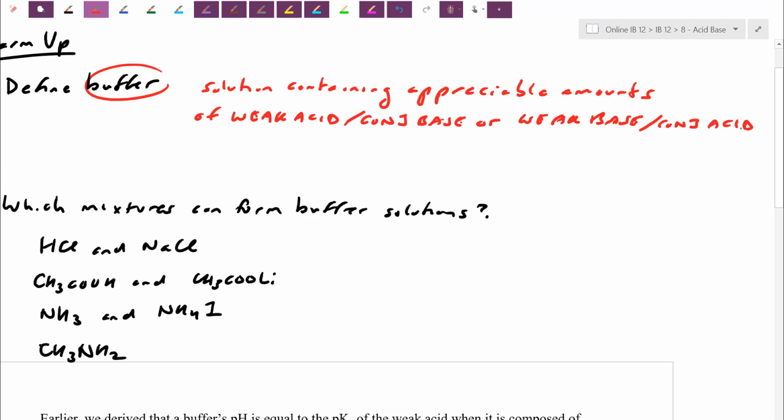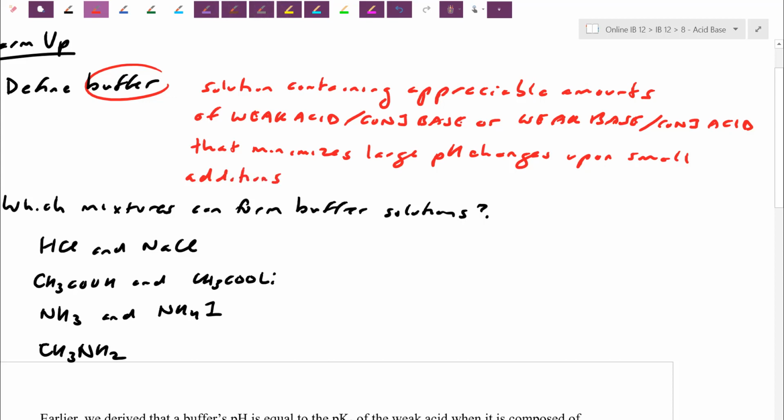What's the job of a buffer? Containing appreciable amounts, that minimizes, doesn't stop the pH change, it minimizes large pH changes or pH jumps upon, it's important here to say small additions. We had talked about a buffer capacity last day. Basically, there's a limit to how effective your buffers are. Only small additions of acid and base.